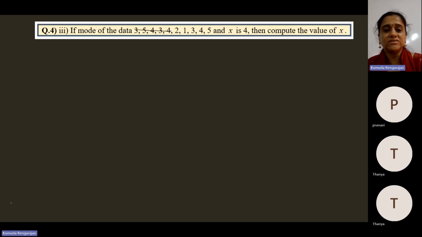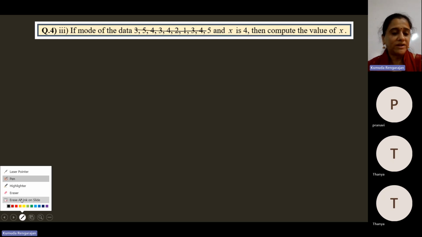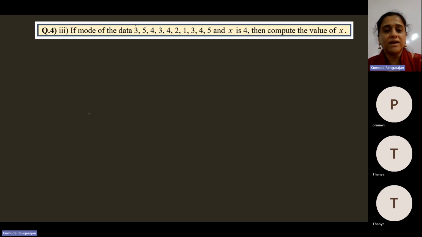I'm saying if the mode of the data, this is the data. See here. If the mode of the data, what is this from here to here? This is the data from here to here. Now don't read what is in the bracket. Read without considering what is in the bracket. If the mode of the data is 4, that means the mode is 4. And what are the values in the data? 3, 5, 4, 3, 4, 2, 1, 3, 4, 5, and X. These are the values in the data.